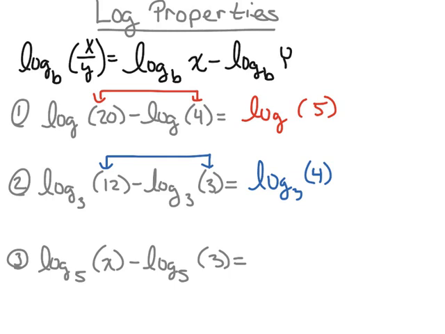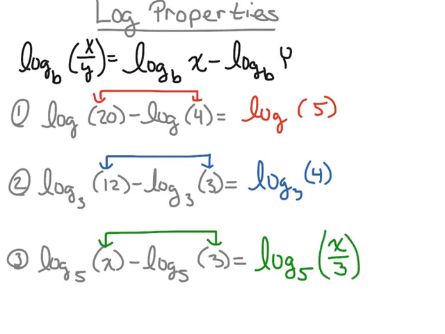Number 3, we have log base 5 of x minus log base 5 of 3. Once again, we're subtracting, and the property says that when we subtract, we can take these two values here and divide them. So now what we end up with is log, keep the same base 5, and x divided by 3 would remain x divided by 3. So we end up with log base 5 of x divided by 3.